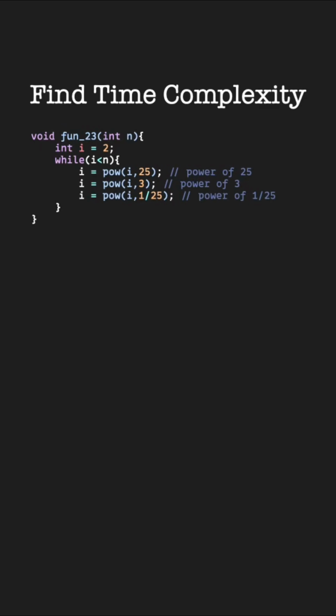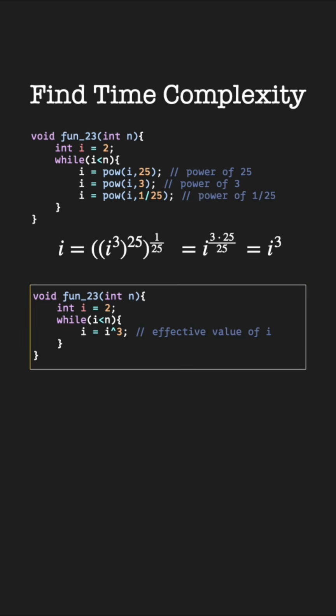The 3 updates of i can just be simplified to i to the power of 3. We call this the effective value of i. We can replace the 3 updates of i with the effective value of i. Now our function looks like this.